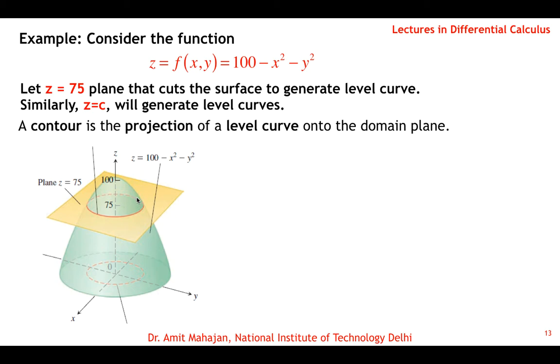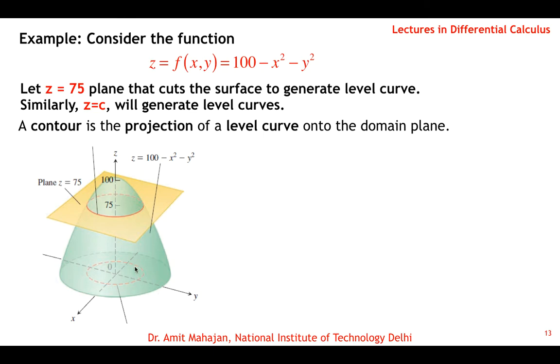Okay, so the boundary formed will be this. This boundary is the level curve for the surface at z equal to 75. The contour is the map on the xy plane, so we can also say that the contour is the projection of the level curve on the domain plane. If I project and plot this level curve on the xy plane, then this is the contour.